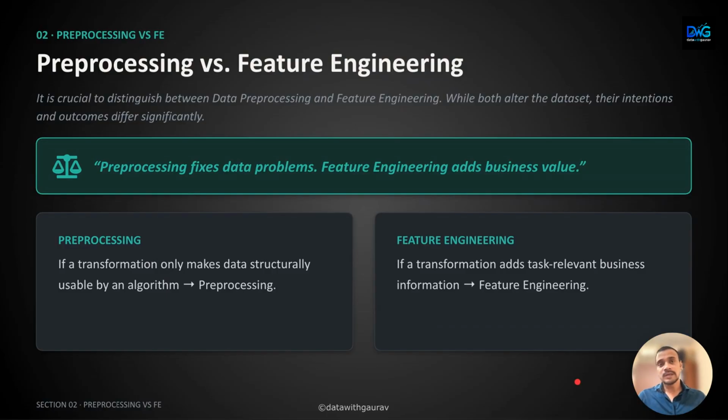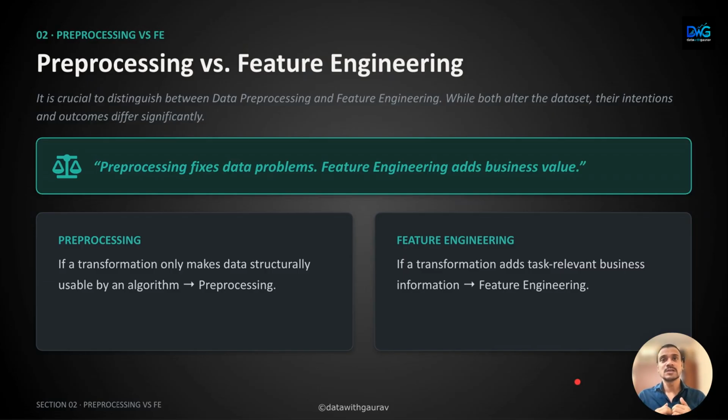Both involve transforming data, but the intention behind that transformation is completely different. Think of it this way: data pre-processing prepares the data for machine learning, but feature engineering improves the data for machine learning. A simple rule of thumb is pre-processing fixes data problems, feature engineering adds business value.